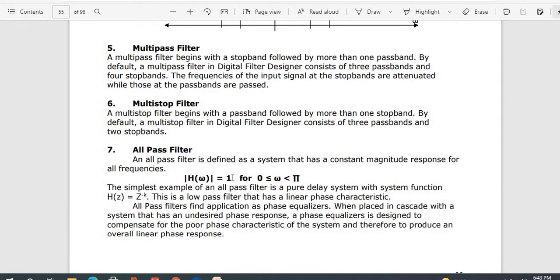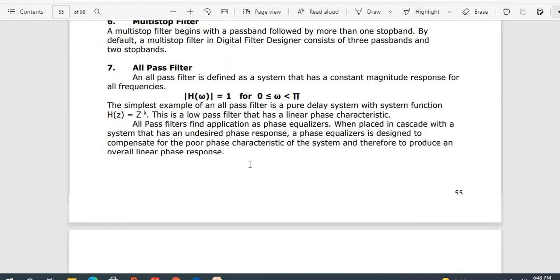Now, an all pass filter is defined as a system that has a constant magnitude response for all frequencies. If you consider any frequency, irrespective of the frequency value, the magnitude response of that filter needs to be constant. Ideally we can write the modulus of H of omega should be equal to 1. In that scenario, we can say it is an all pass filter. It allows all bands to pass through it.